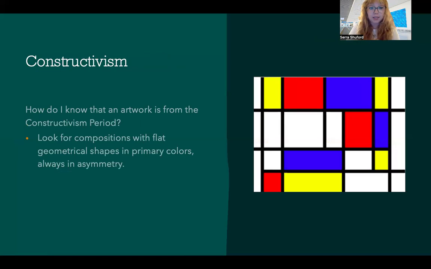Constructivism, this is going to look like compositions with very flat geometric shapes and primary colors, always a little bit asymmetrical. You may have seen a painting that looks like this by the artist Mondrian. Very much reducing our elements and principles to simplified forms such as this. So it's sort of like taking more and more out of the abstract part where there's still a reference to the natural, and moving into just pure non-representational art.